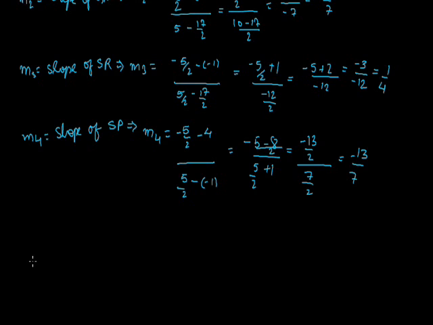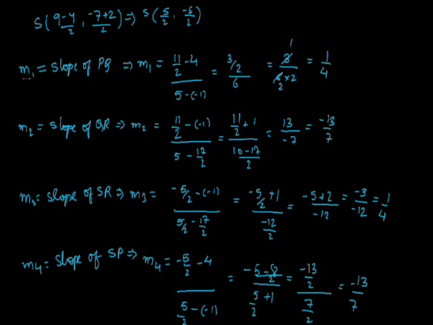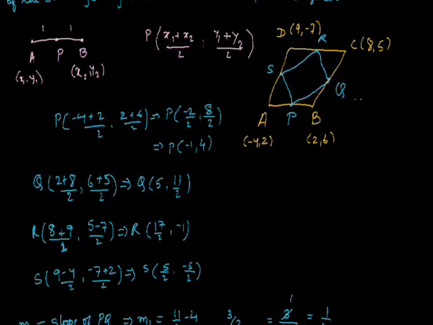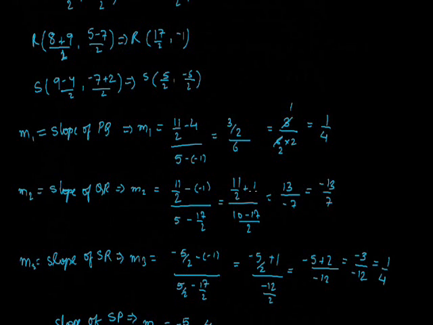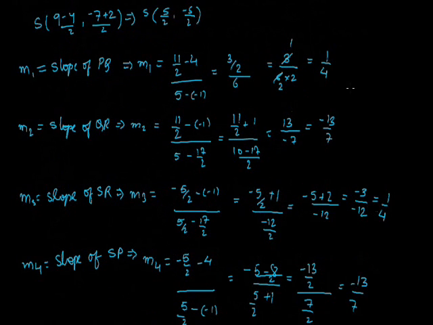So I can see that the value of M1 is 1 by 4 and the value of M3 is 1 by 4. Now since these two slopes are 1 by 4, I can say that PQ is parallel to SR, since the values of the slopes are equal.